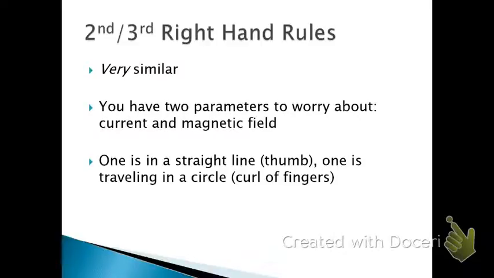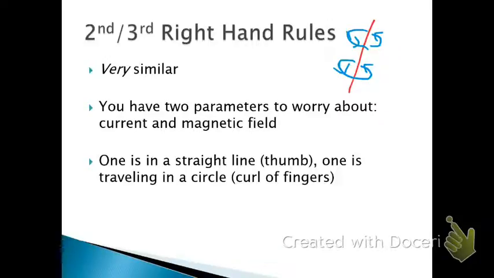So the deal with the second and third right-hand rules is that they're really, really similar. Basically, all you've got are two things to worry about. You've got magnetic field, and you've got current. One will always be a circle, one will be a straight line. So, a straight wire produces a magnetic field that circles around it. So in that case, the straight wire, my thumb will just be in the direction of the current, and the curl of my fingers will tell me which direction the magnetic field is rotating around it.